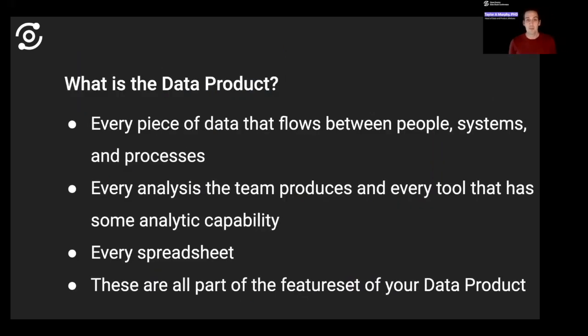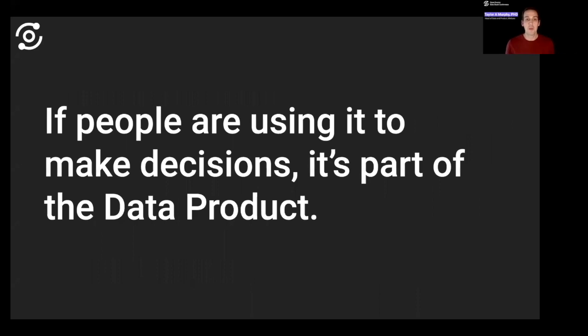So the data product is every piece of data that is flowing between people, systems, and processes. Every analysis that the team is producing, every dashboard, every BI tool, but also every tool that has some sort of analytic capability built into it, such as Zendesk or Salesforce, that is part of the data product. Every spreadsheet, every CSV, every Google Sheet, that is also part of the data product. And you can think about all of these things as feature sets of your data product. But more simply put, if people are using it to make decisions, it's part of the data product.